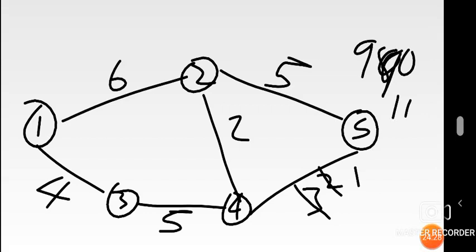Okay, so let me just redetermine the path. I've just realized there's some computation error. 1 to 2, 2 to 5. Okay, that's 11. 1 to 2, 2 to 4, 4 to 5. Count, that's 6 plus 2, 8. 8 plus 1, 9. Actually, 1 to 3, 3 to 4, 4 to 5 is what? 9 plus that is 10. Okay, critical path gets back to the original, the one we started with, right?